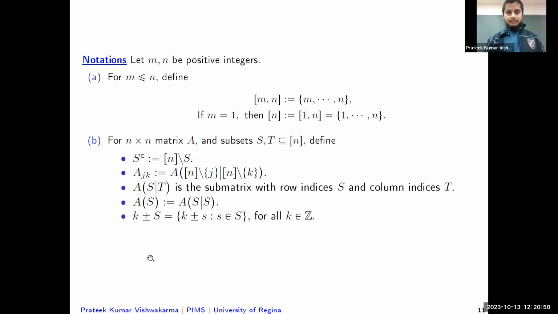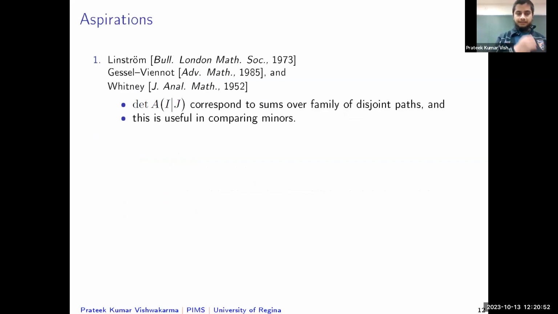Now, so far, in our preliminary discussion, we saw that totally non-negative matrices are essentially certain combinatorial objects, because they correspond to sums over families of disjoint paths. The minors of these matrices correspond to sums over families of disjoint paths, and this result is obviously very useful in comparing minors.